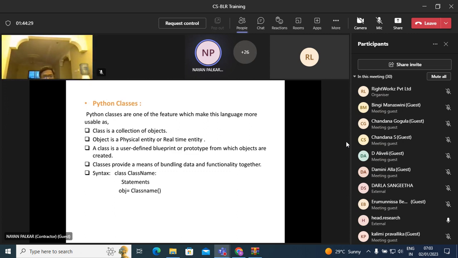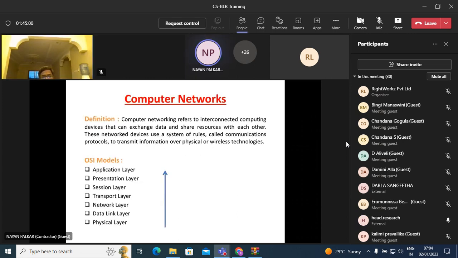Then a class is a user-defined blueprint or prototype from which objects are created. Classes provide a means of bundling data and functionality together. Then the class has a syntax with class as a keyword, followed by the class name. Then inside the class we have to write the statements, and we have to define the objects which we are going to use. Then the next concept is computer networks and the concepts of computer networks.